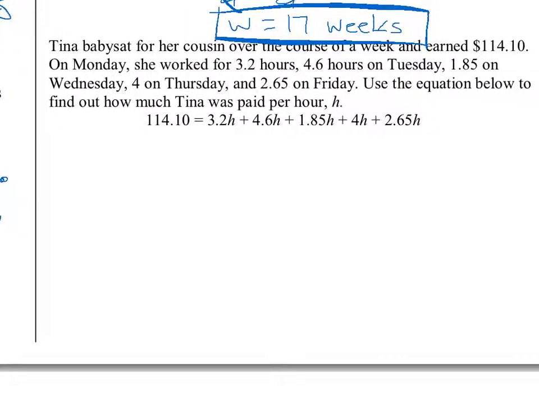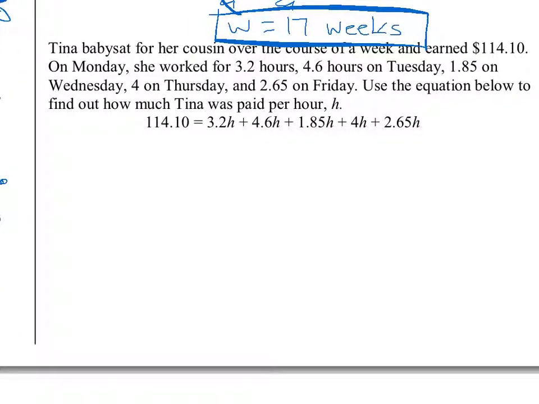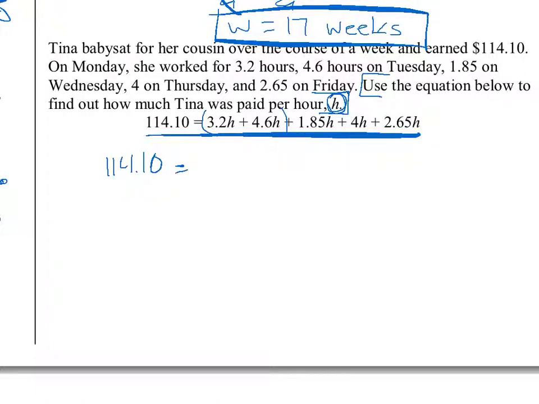All right. Last one. Tina babysat her cousin over the weekend for the course of weeks. Use the equation below to find out how much Tina was paid per hour, H. Good news. They gave me an equation that has H in it. So all I have to do is solve the equation. 114.10 is equal to... Here I'm going to do some combining of like terms in my first step.